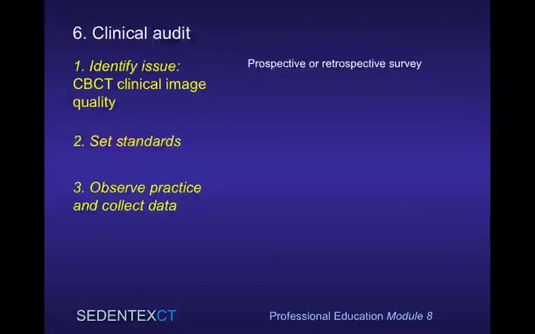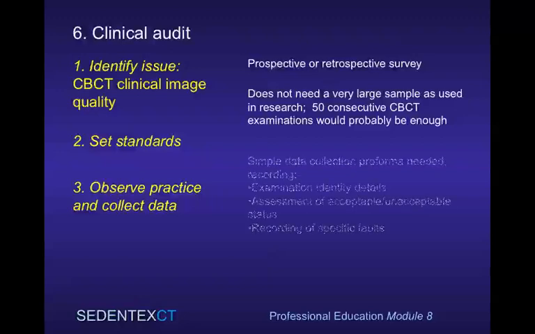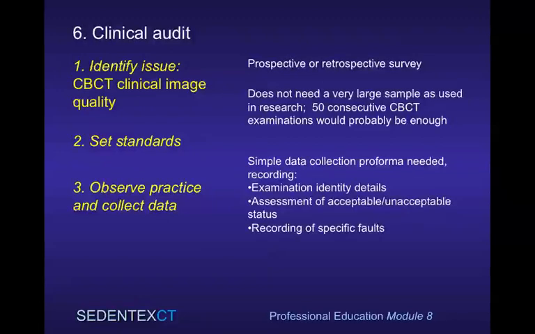The next step is to observe practice and collect data. Now this can be prospective or retrospective. Unlike research, we do not need a very large sample size. 50 consecutive cone beam CT examinations will probably be enough to perform a clinical audit. We need a simple data collection pro forma, which records the examination identity details, an assessment of the acceptable and unacceptable status, and a record of any specific faults that we pick up.